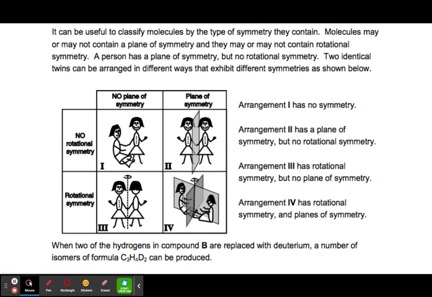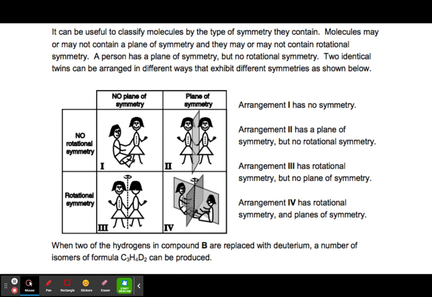Two identical twins can be arranged in different ways that exhibit different symmetries, as shown below. And it gives you examples. So this one has no symmetry whatsoever. This one has a plane of symmetry, but if you rotate it, you can't get back to itself. Whereas this one has a plane of symmetry. This one has no plane of symmetry because down that line, one's facing one way, the other's facing the other. But if you did rotate them, then they would have rotational symmetry. And here, down here, number 4 in Roman numerals, this has both rotational symmetry and plane of symmetry.